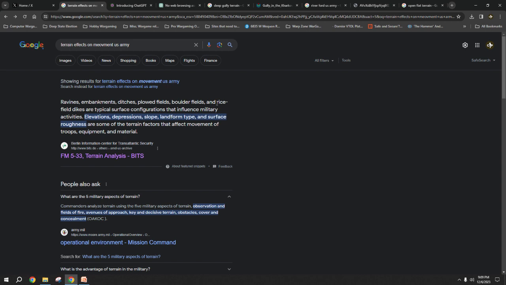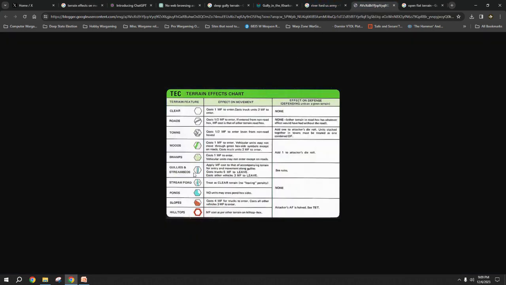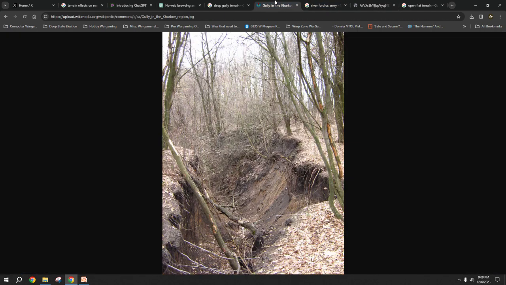Certain terrain will have an entry cost and an exit cost, such as here in this example chart from Panzerblitz, where if you go down to gullies and stream beds, you'll see that there is a different cost of entering than there is of leaving the hex. That's why. You could fall into that. You could slide into that if you're real spry. You might even be able to jump into it, whatever.